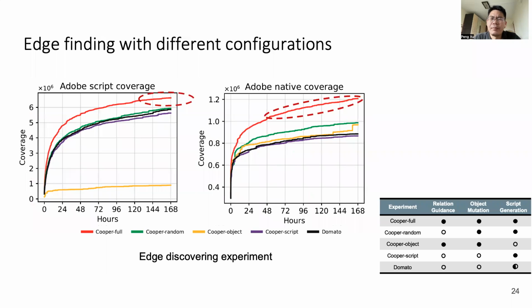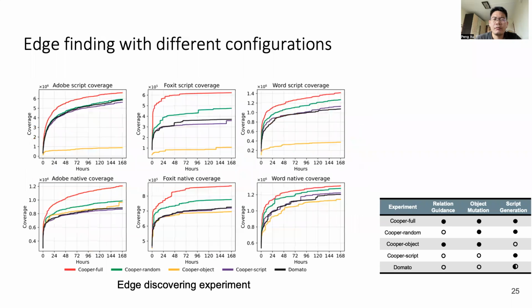To test the edge finding ability, we apply all configurations to Adobe Acrobat and record their edge finding history in 1 week. We record both native objects coverage and script coverage. As you can see from these two figures, Cooper 4 can find the most in both types of coverage. We also do the edge finding experiments on FoxitReader and Microsoft Word. Their results are very similar to Adobe Acrobat. Cooper 4 always found the most coverage. These results can also be a proof of our concept.